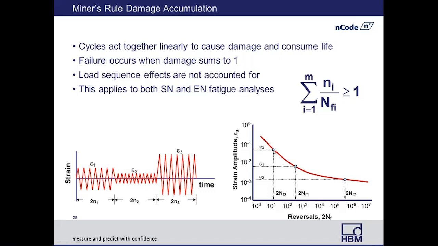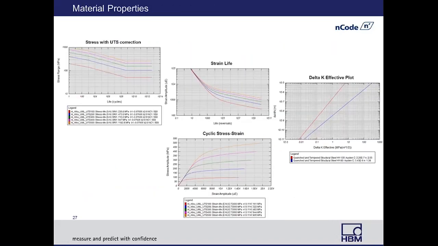This particular approach applies to both stress life and strain life, and that is the exact approach that would be used in many of the fatigue calculation tools inside of nCode. The material properties here you can see on the far left we've got multiple fatigue curves. These are just fatigue curves, stress life based of different alloys of aluminum. We have strain life curves right here.